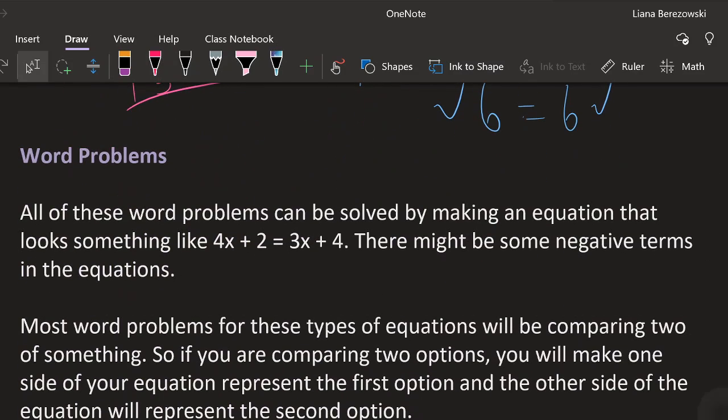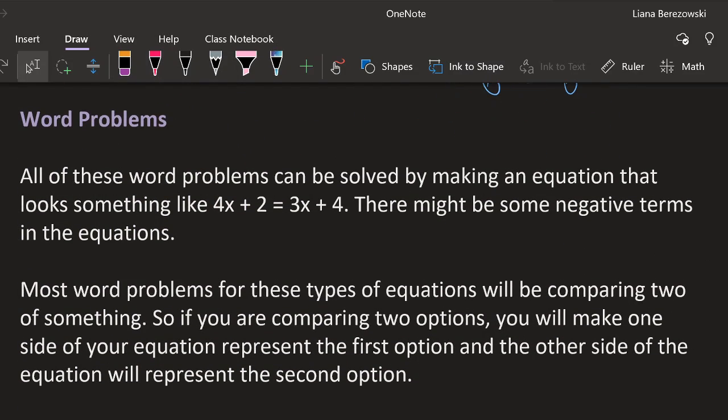Okay, now let's talk about everybody's favorite, word problems. So all of the word problems that we're going to talk about can be solved by making an equation that looks something like this one here. So 4x plus 2 equals 3x plus 4. So both sides will have some sort of term with a variable, and then both sides will also probably have a number by itself. There might be some negative terms, so just pay attention very carefully.